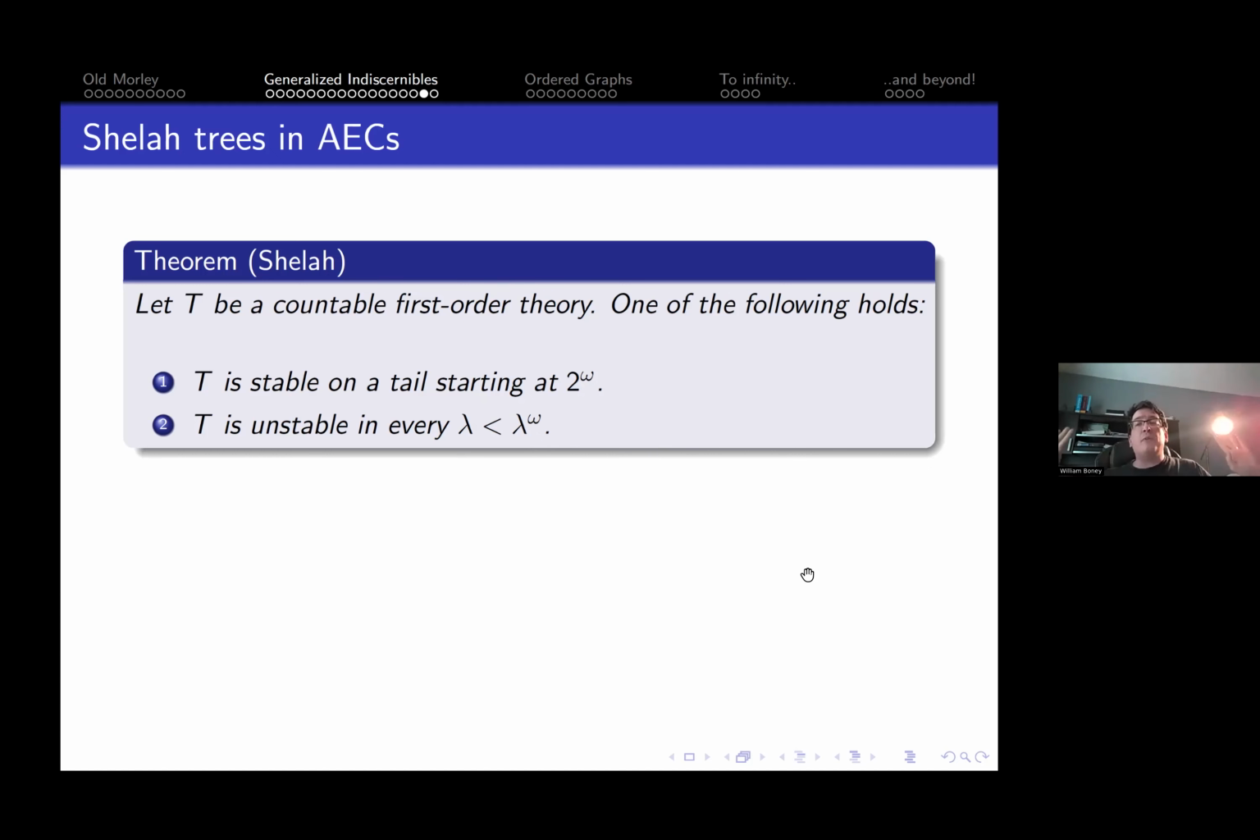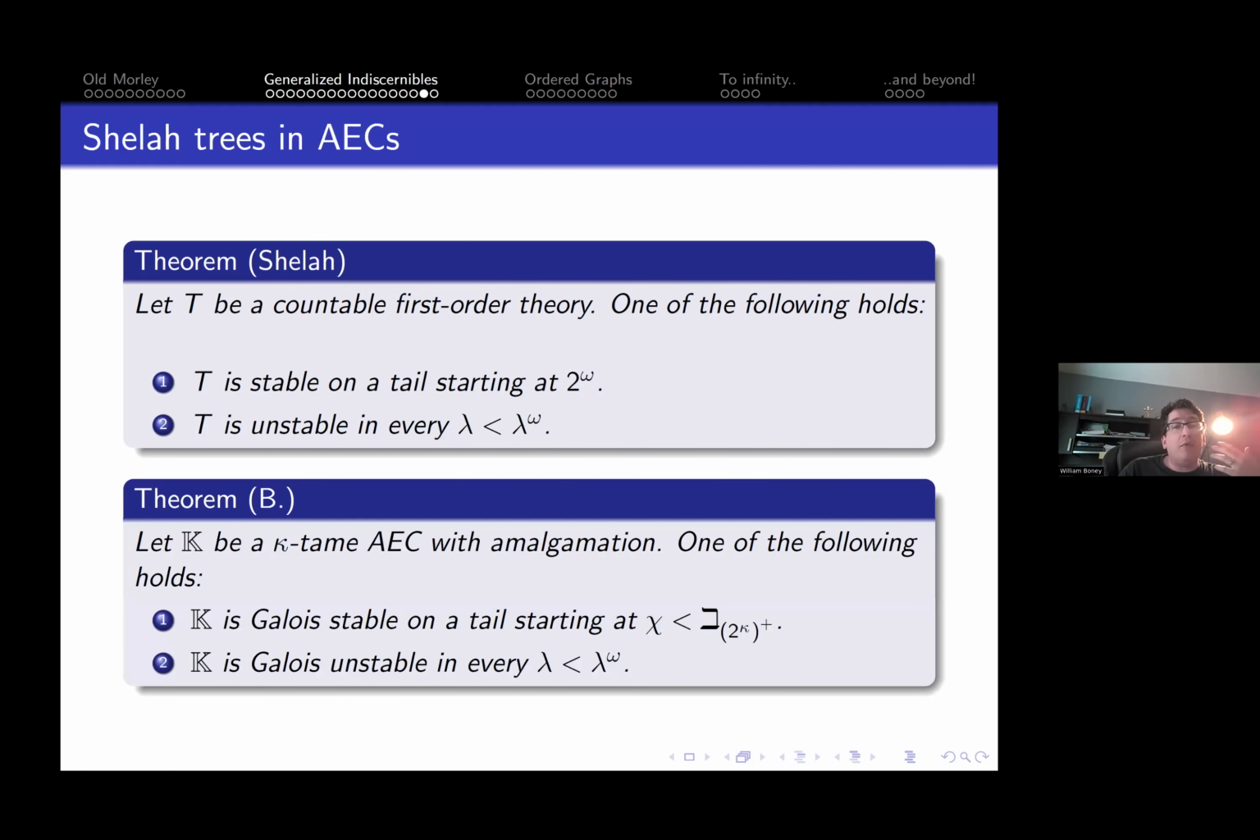Okay, so this is a beautiful use of compactness. It seems like when you move to infinitary logic, you lose completely because you don't have compactness. However, you can show, Baldwin and Shelah did this for atomic classes, and I was able to extend it to Kappa-tame AECs with amalgamation, that you get this same result. You replace the continuum by the Hanf number, but you get the same dichotomy: stable on a tail starting at some expected cardinal, or unstable in every lambda where lambda is less than lambda to the omega.